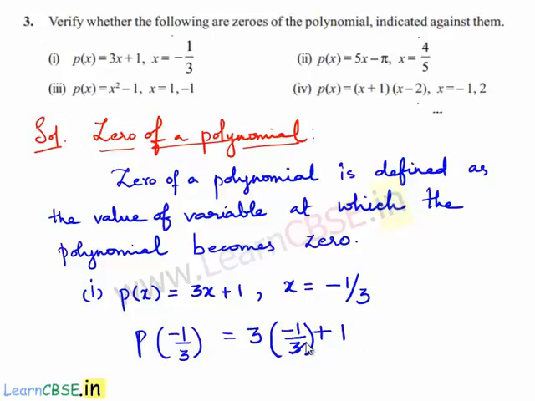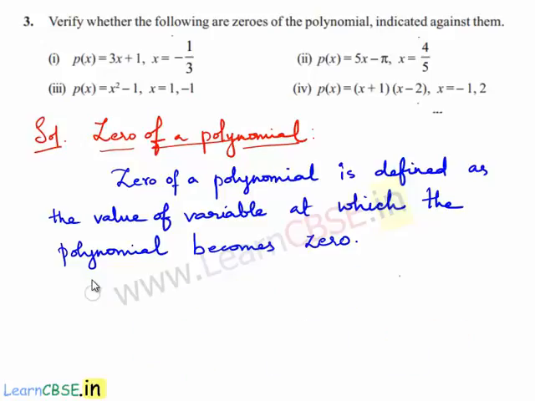So 3 and 3 get cancelled and we get minus 1 plus 1, which is 0. That is, p of minus 1 by 3 is 0. That means x is equal to minus 1 by 3 is the zero of the polynomial. Hence, it is true that x is equal to minus 1 by 3 is the zero of a polynomial.